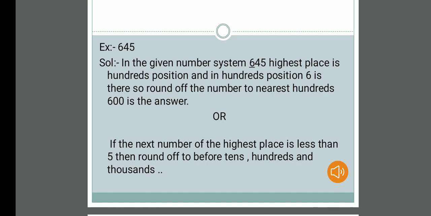Because 645 will come in between 600 and 700, so 645 is nearer to 600. Or you can see if the next digit after the highest place is less than 5. Now you can see here when I am taking 4, 4 is less than 5 and automatically we have to go back. So the answer is 600.